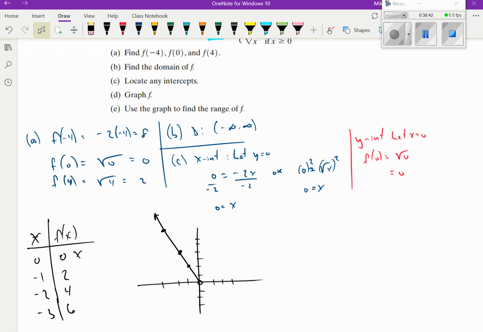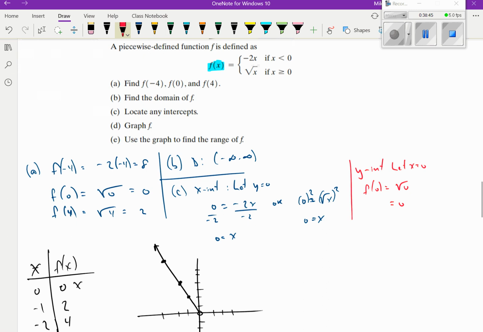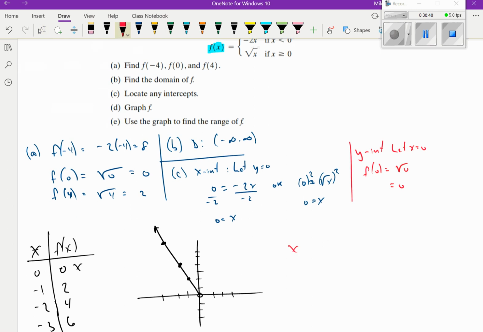Then the other piece of the function is the square root of x if x is bigger than 0. So let's coordinate this a little bit. So this was -2x when x was less than 0. And over here, we're going to do f of x, and f of x is going to be the square root of x if x is bigger than or equal to 0. So at 0, the square root of 0 is 0. At 1, the square root of 1 is 1. At 4, the square root is 2. At 9, the square root is 3. So we have our square root function here that goes out like so.